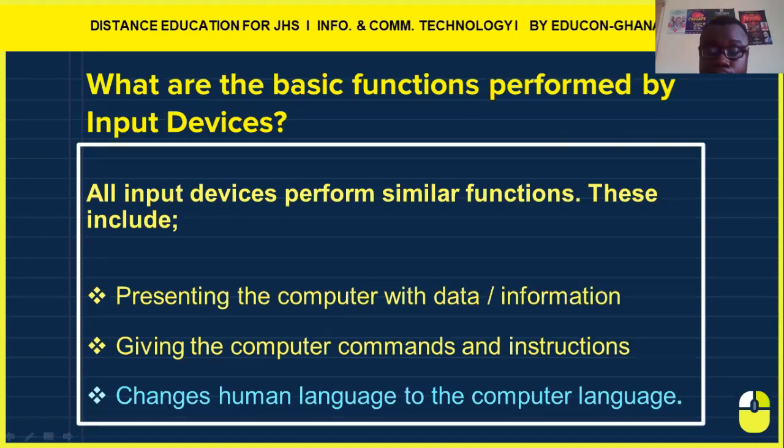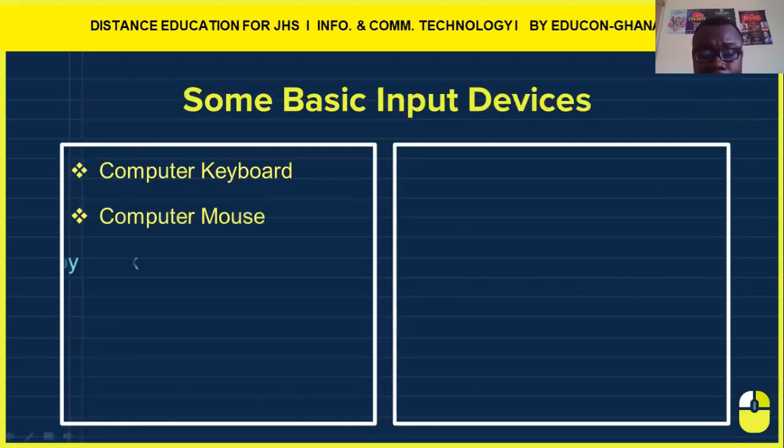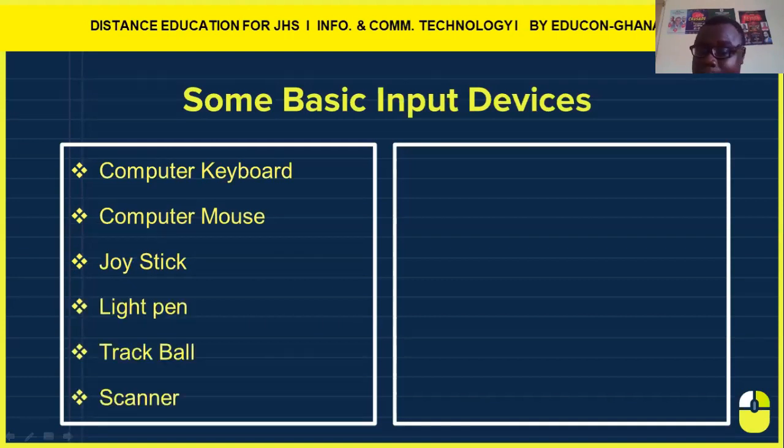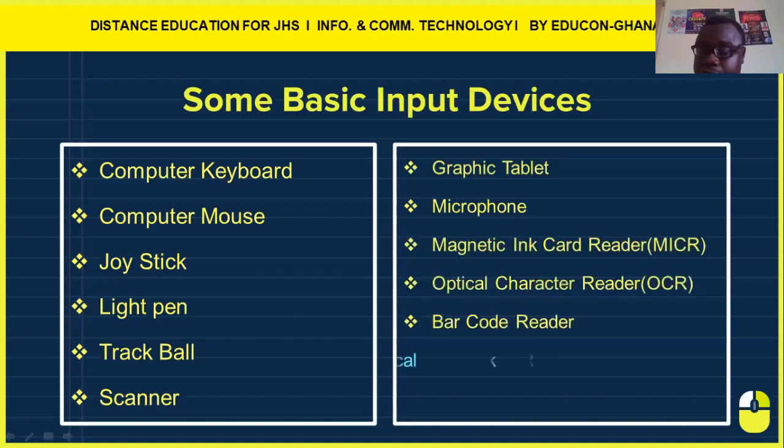Let's move on. So these are some of the input devices: the computer keyboard, the computer mouse, joystick, light pen, trackball, scanner, graphic tablet, microphone, magnetic ink card reader, the optical character reader, the barcode reader, the optical mark reader, and so on and so forth. There are a lot. So we will look at them one after the other.